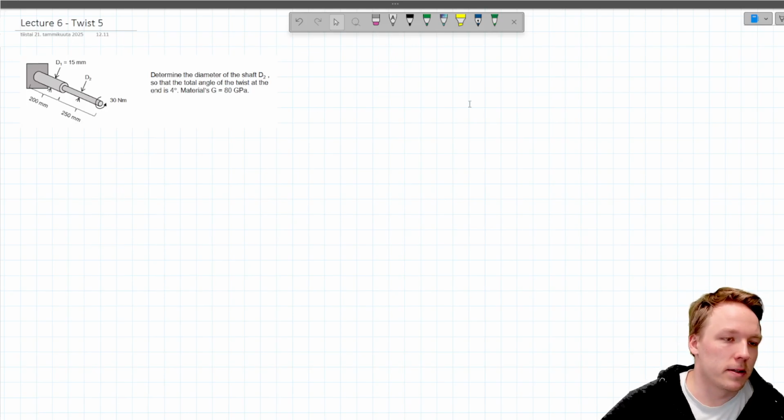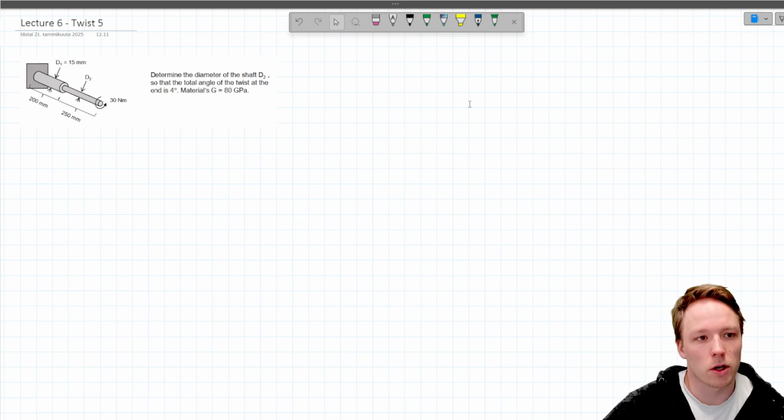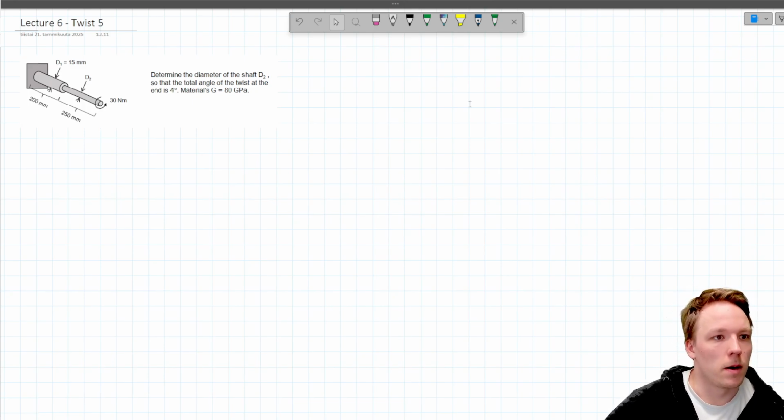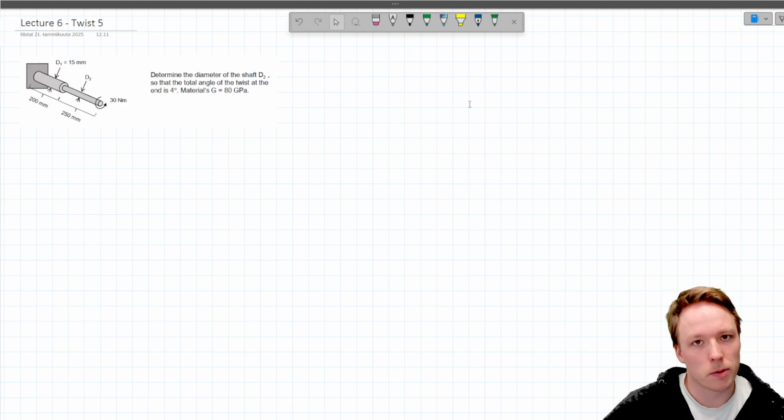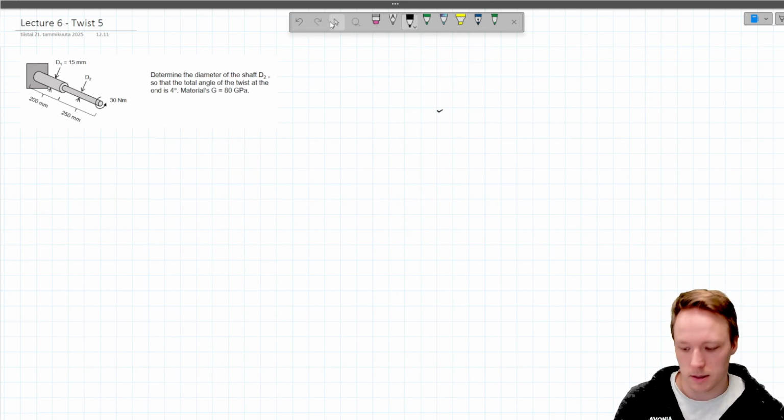Here we have a shaft that is mounted to a wall, and there's an external load of 30 Newton meters at the end, pure torque. The diameter of the first section is 15 millimeters, and we are asked to determine the diameter for section 2, D2, so that the total twist at the end of the bar will be 4 degrees. The shear modulus of the material is 80 gigapascals.